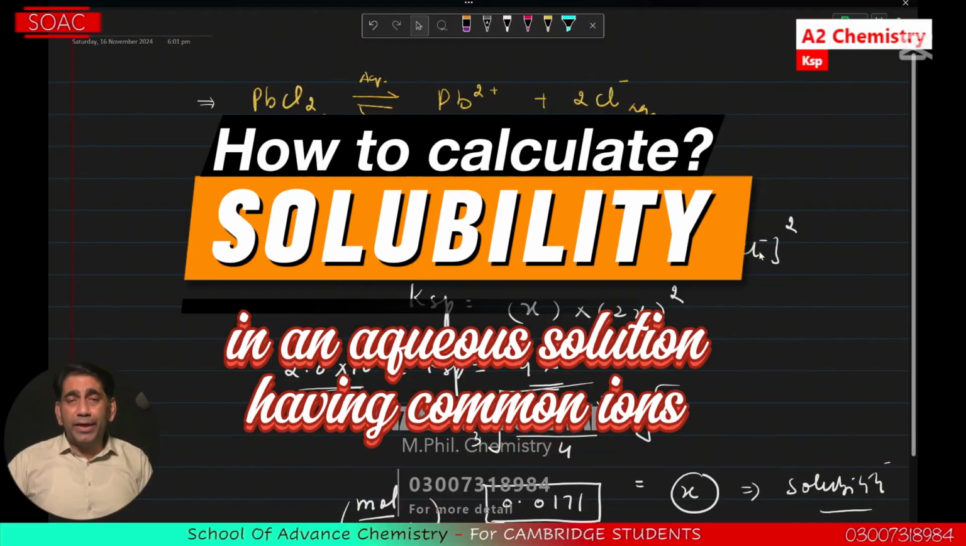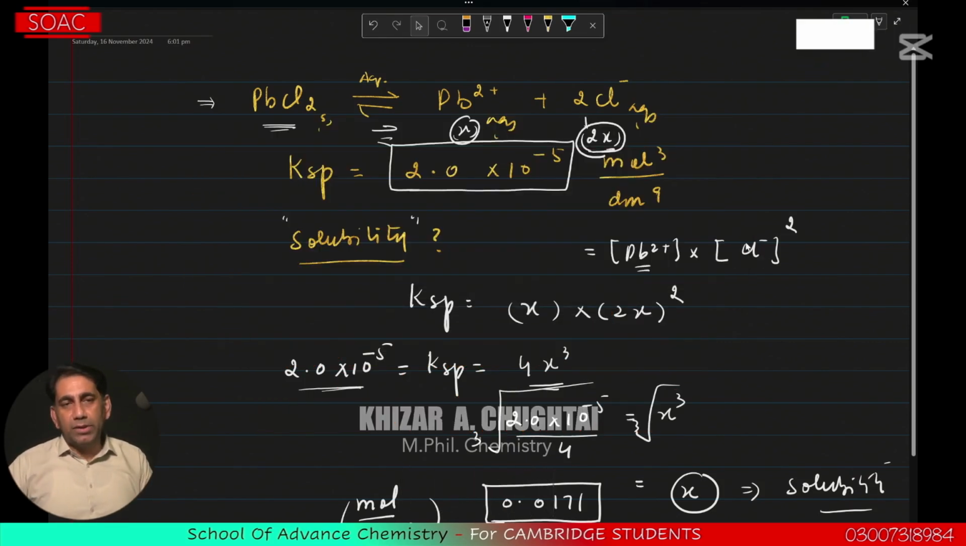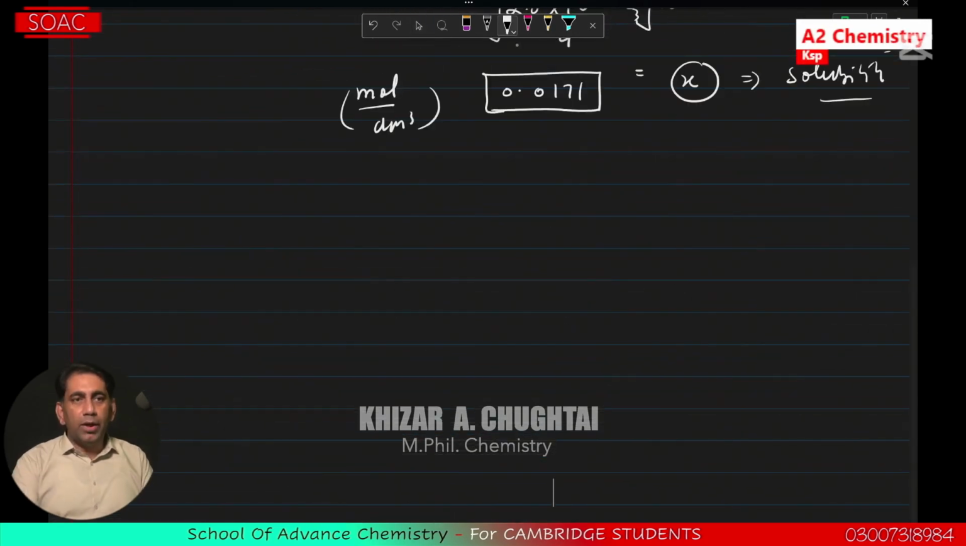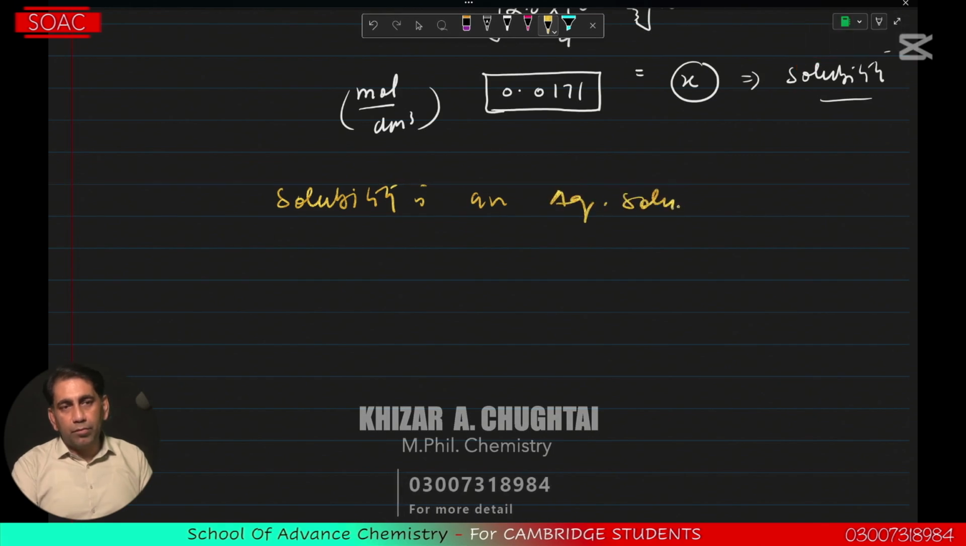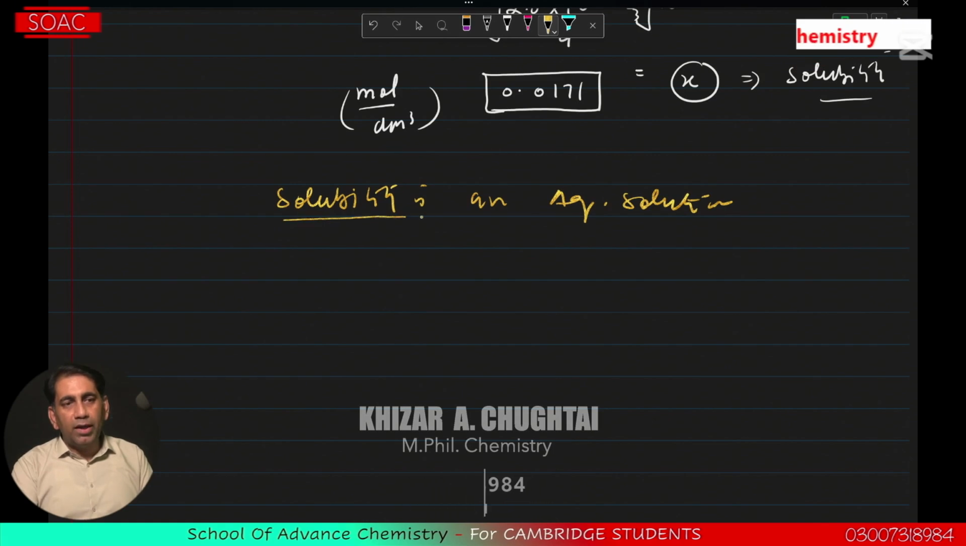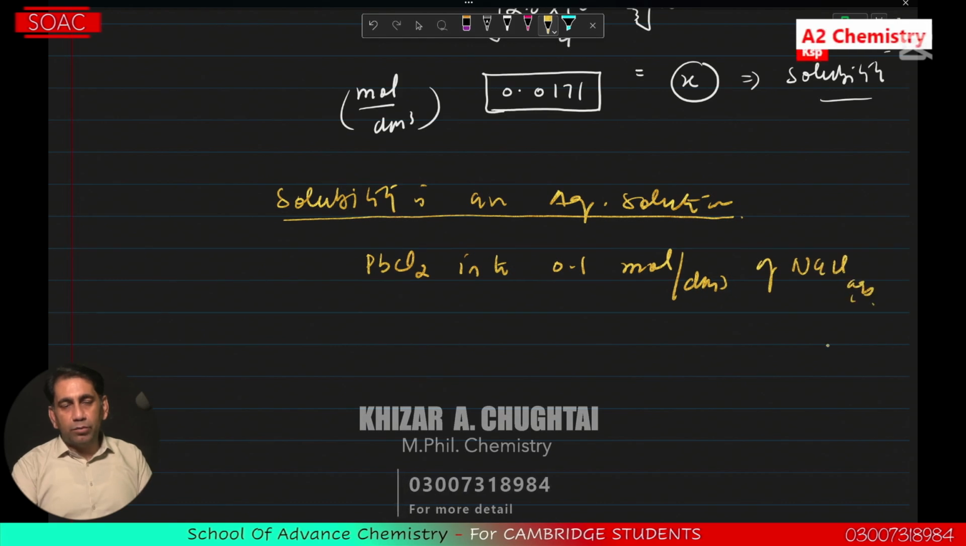We can also calculate the solubility of a compound in another aqueous solution, not in water. Solubility in an aqueous solution means, for example, I am going to dissolve some PbCl2 into 0.1 mole per dm cube of NaCl aqueous solution.